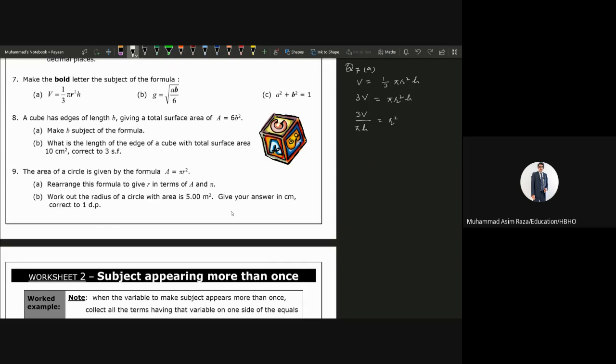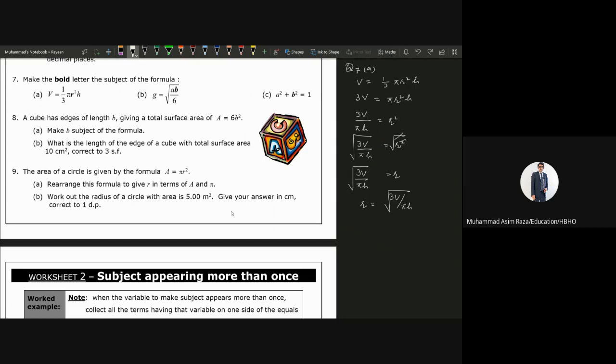To get rid of this square, you should take the square root on both sides: 3V over pi h. Because the radius is always positive, you will not write plus minus. So r will be equal to the square root of 3V over pi h. You understand that? Yes, sir. This is how you have to do it.